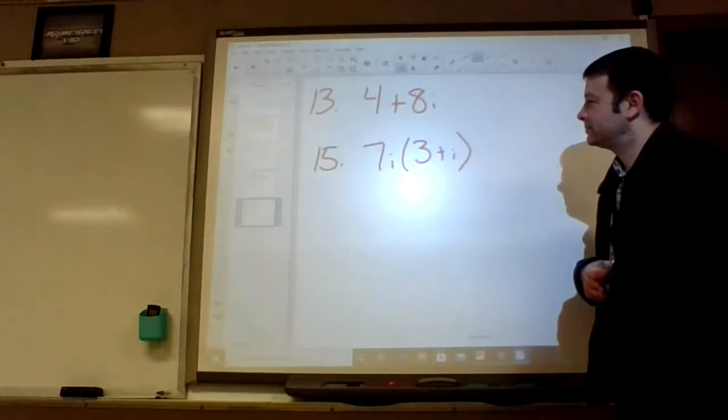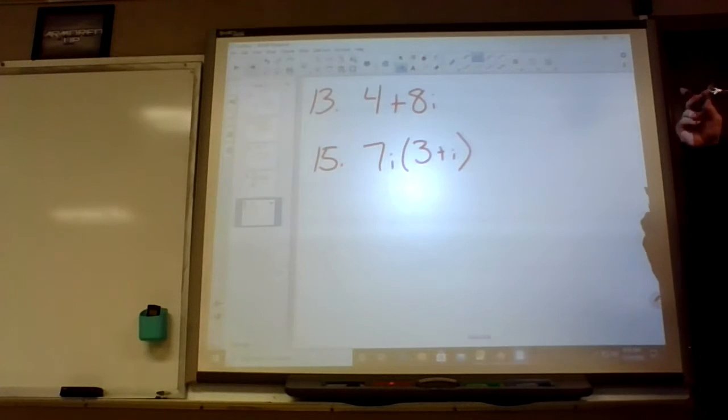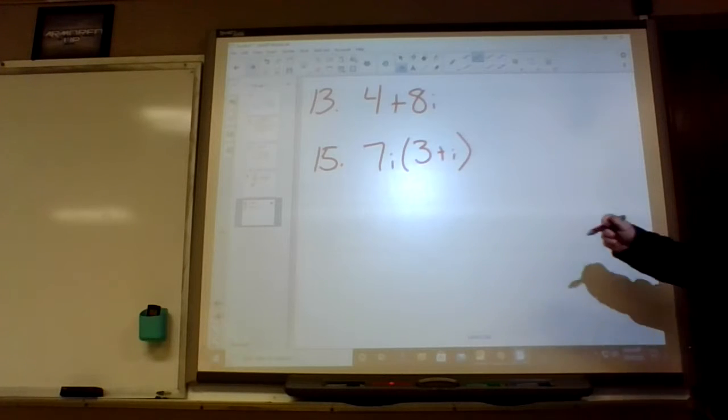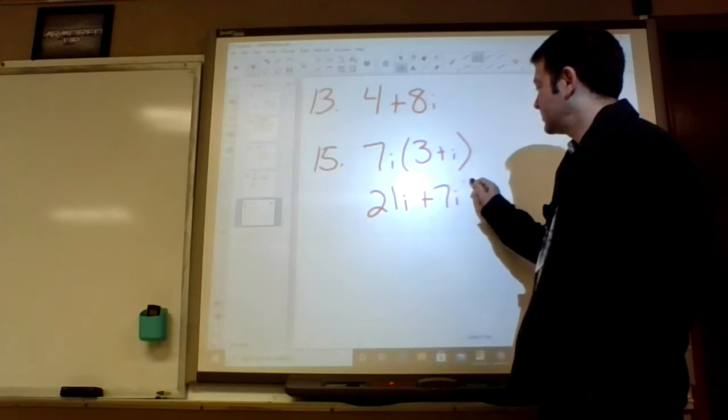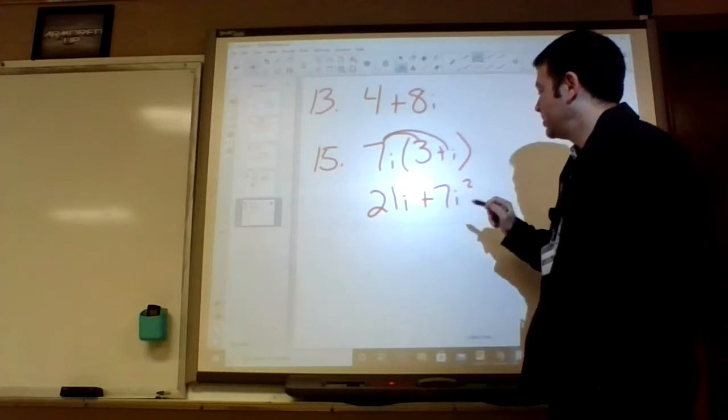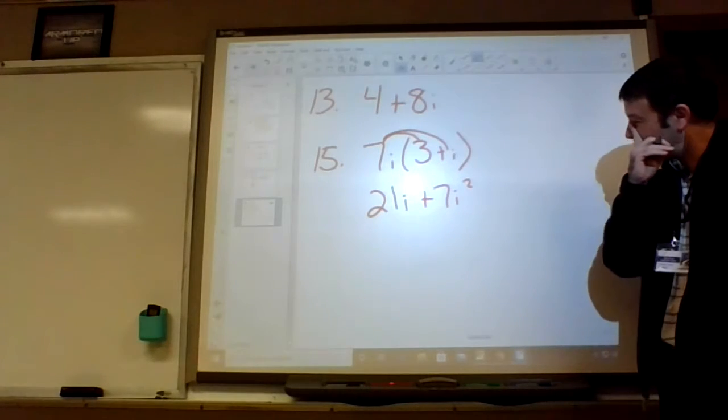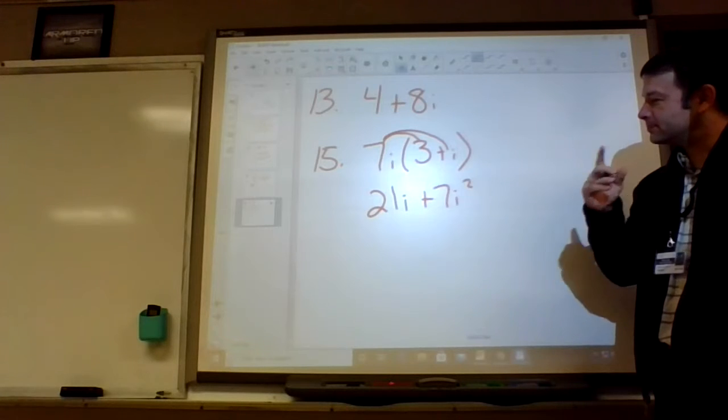All right, 21. Issa, what do you think? 21i plus 7 i squared. Yeah, i times i is i squared. Now what, Issa? You can take out i.